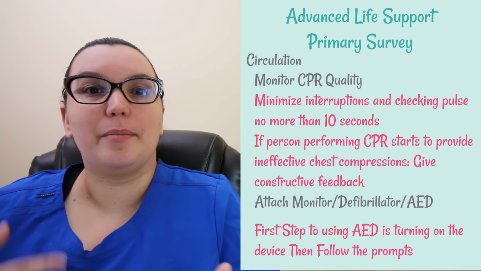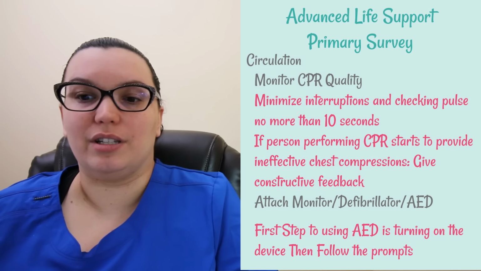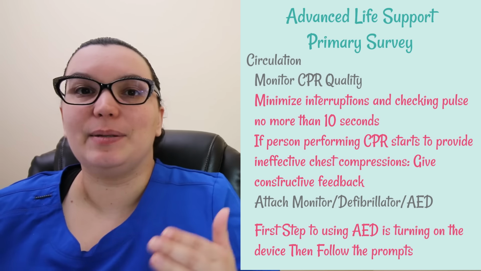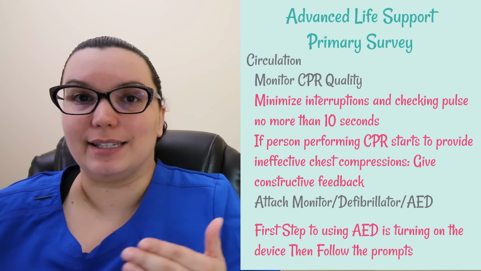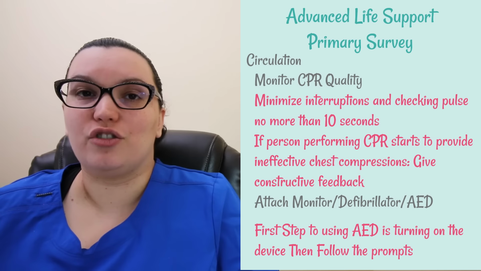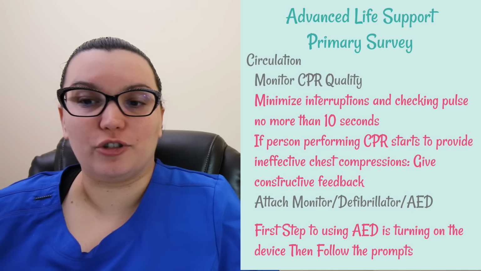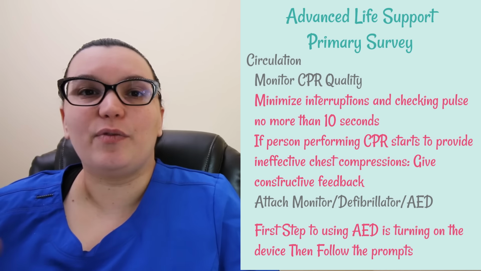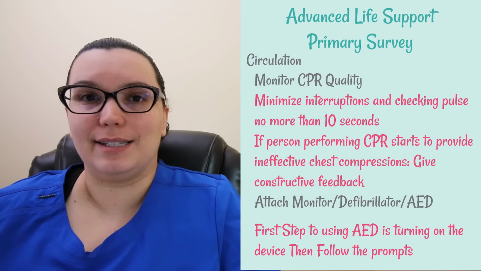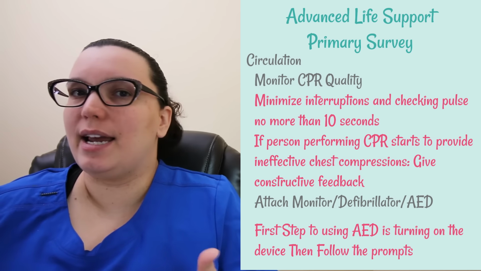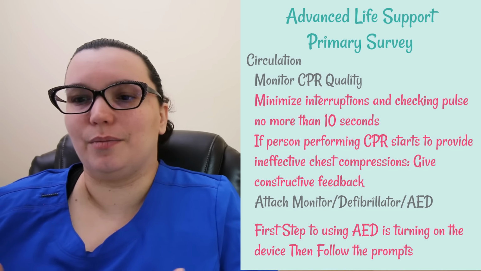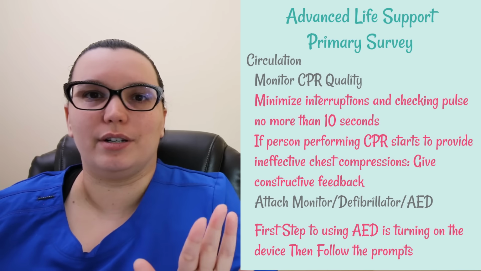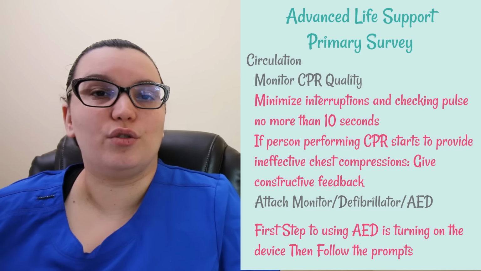During this time, we want to make sure that we're minimizing interruptions and checking for the pulse no more than 10 seconds. 10 seconds seems to be a big number on ACLS, and that is a good thing to know. So make sure that you're minimizing those interruptions and that you're checking for that pulse no more than 10 seconds. If the person who is performing the CPR is not providing effective chest compressions, it is okay to give positive constructive criticism or feedback to that person.